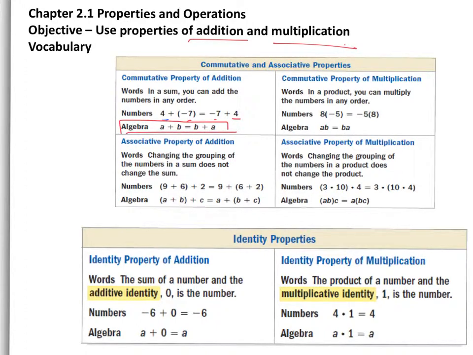For the commutative property of multiplication, in words, it means in a product, you can multiply the numbers in any order. So in numbers, 8 times -5 will mean the same thing as -5 times 8. The only difference is the switch in location. So algebraically, A times B equals B times A. Or you can rewrite it like this.